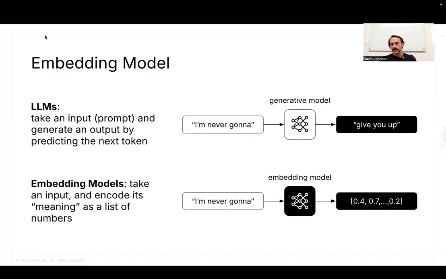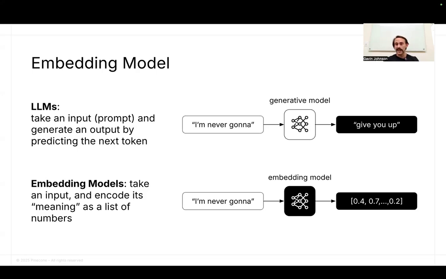Now, how do you get vectors, right? How do you actually turn words into this? So you all are probably familiar with LLMs. You take an input, a prompt, and you generate an output by predicting the next token or the next text, right? So the example here is that song, "I'm never gonna," and if you put that into a generative LLM, it's going to come out with the next predictive thing, which is "give you up," because that's a very famous song, and those are the lyrics to it.